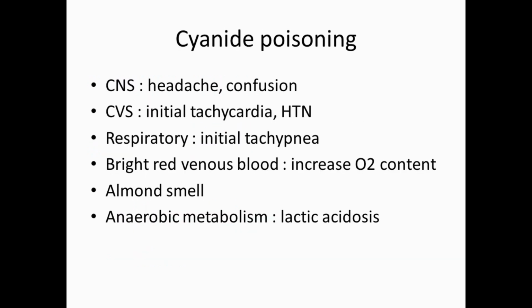In cyanide poisoning, we will see a variety of symptoms. In the central nervous system, we will see headache and confusion. In the cardiovascular system, we will see initial tachycardia and hypertension. In the respiratory system, we will see initial tachypnea, bright red venous blood which increases O2 content, an almond smell, and anaerobic metabolism which will lead to lactic acidosis. Those are the variety of symptoms we will see in cyanide poisoning.